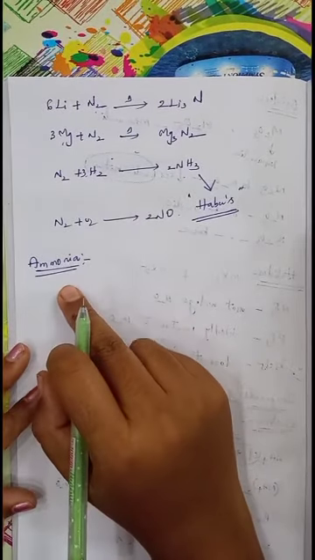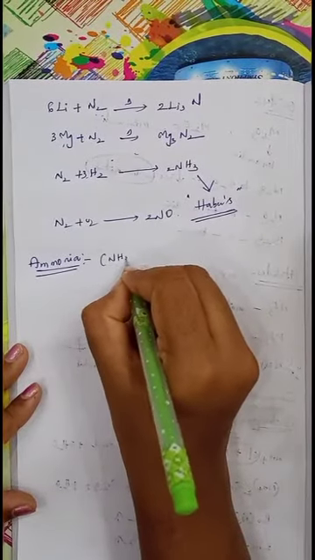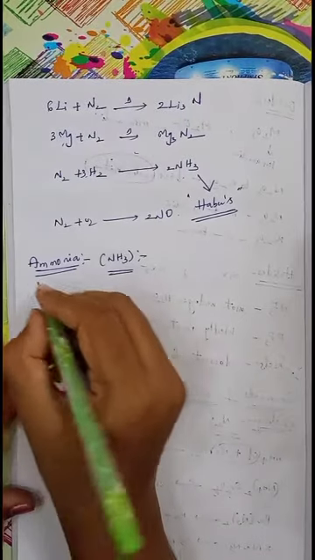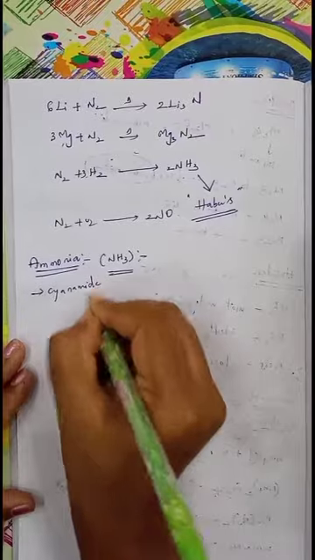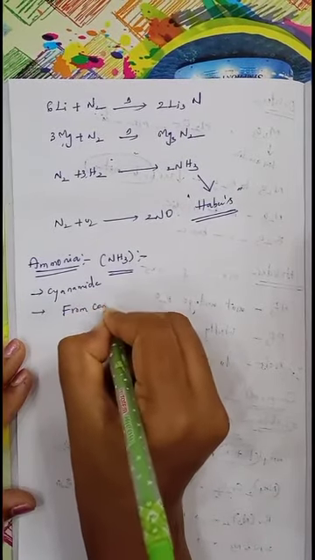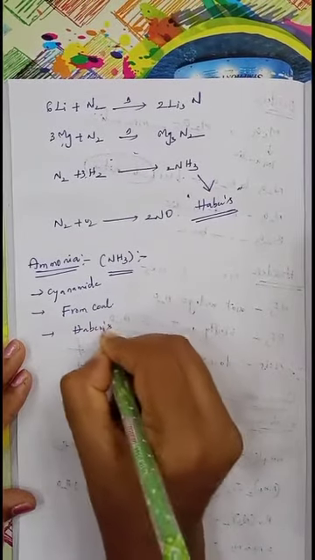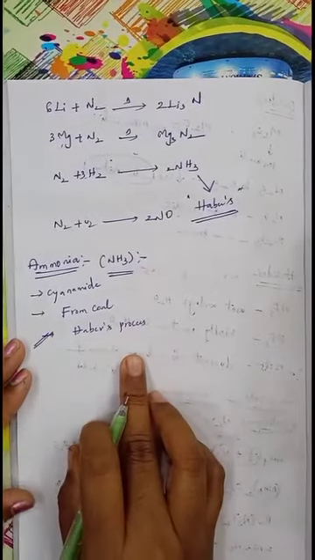Now we will discuss ammonia. Ammonia is also one of the compounds of nitrogen. Its formula is NH3. This ammonia can be prepared by the cyanamide process, and it can be prepared from coal, and it can also be prepared by Haber's process. Among all, the most important type is Haber's process.